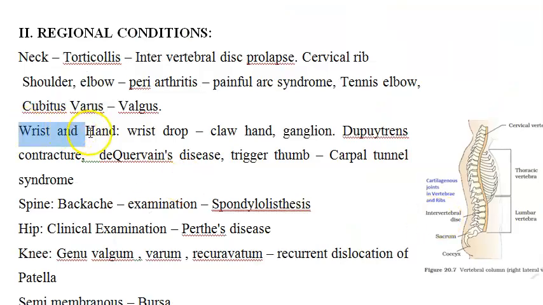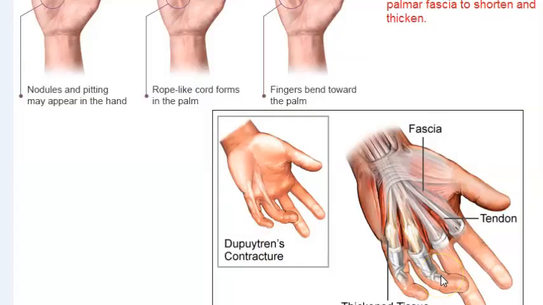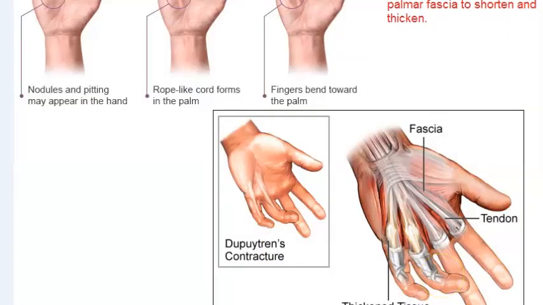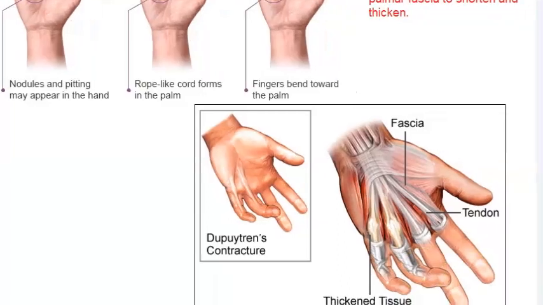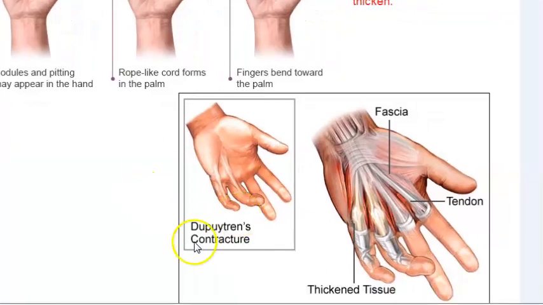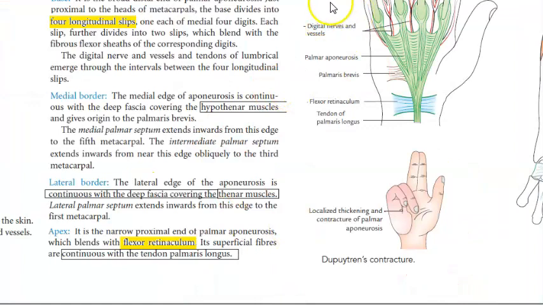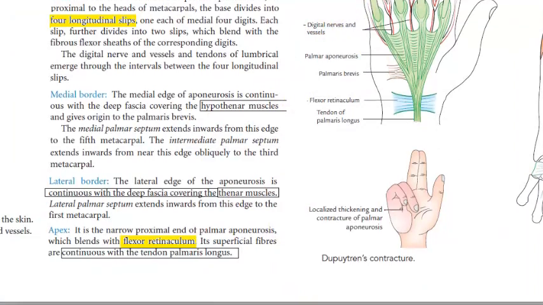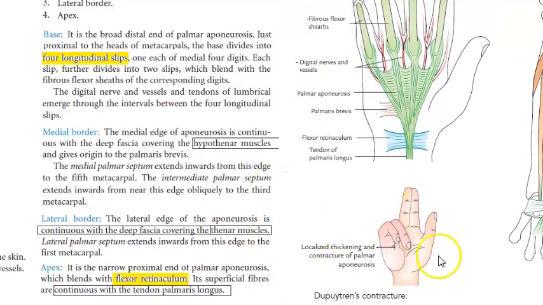Okay, then wrist and hand, you should know wrist drop, claw hand, ganglion, Dupuytren's contracture. Do you remember reading all this in anatomy? Palmar fascia thickens, it shortens and thickens, right? Remember? So all this you have studied in this one here, Dupuytren's contracture. In anatomy you have studied all this.